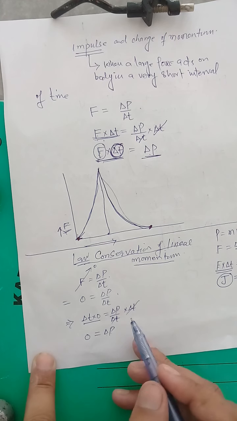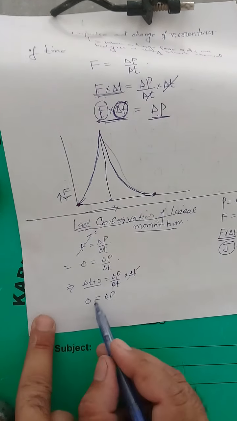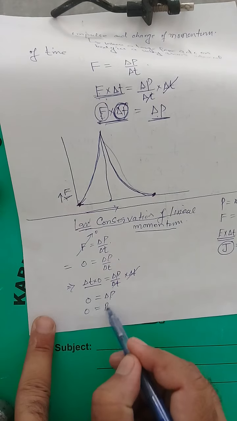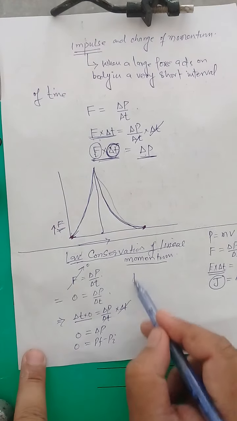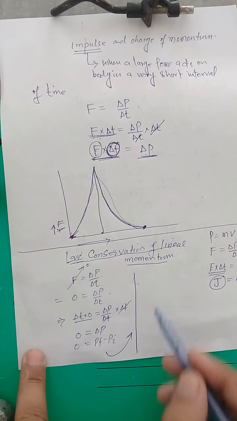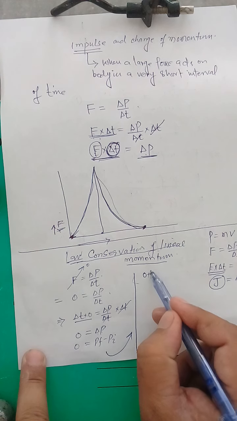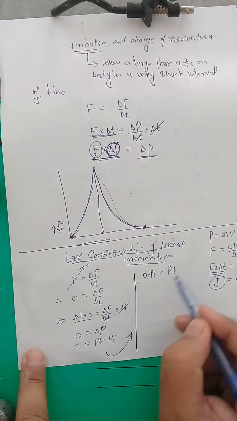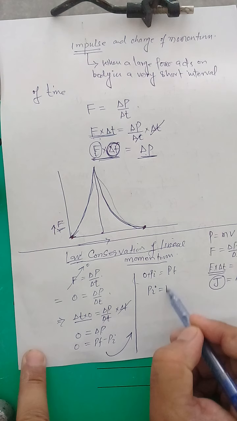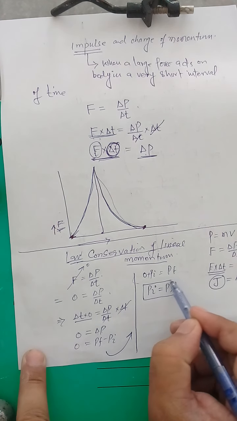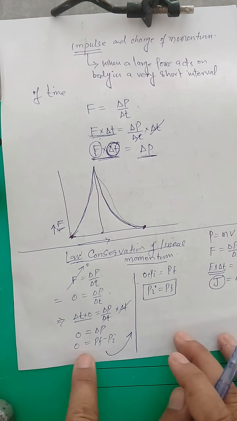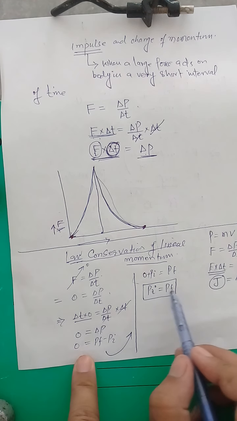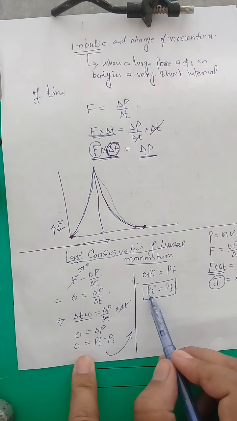Delta P means the change in momentum, so we can write 0 is equal to Pf minus Pi. Taking the minus to the other side, it will be 0 plus Pi is equal to Pf, or we can write that Pi is equal to Pf. As I defined, in the absence of external force, the initial momentum will be equal to the final momentum, and the total momentum of the system remains constant.